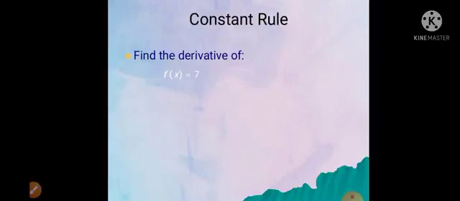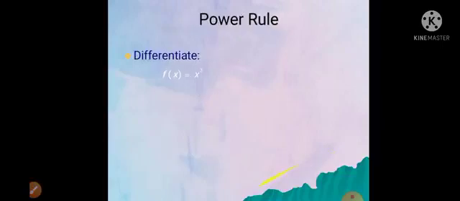For the constant rule, find the derivative of f(x) is equal to 7. So f prime of x is equal to 0. And y is equal to negative 3, so dy/dx is equal to 0, or y prime is equal to 0.